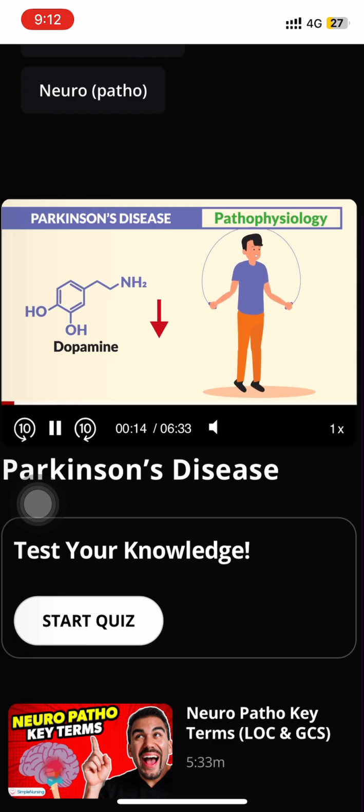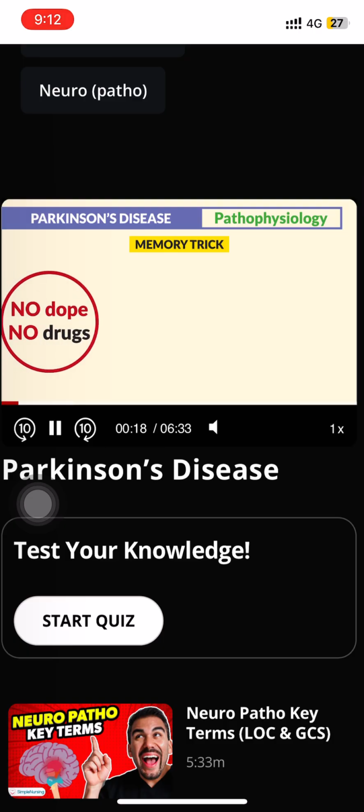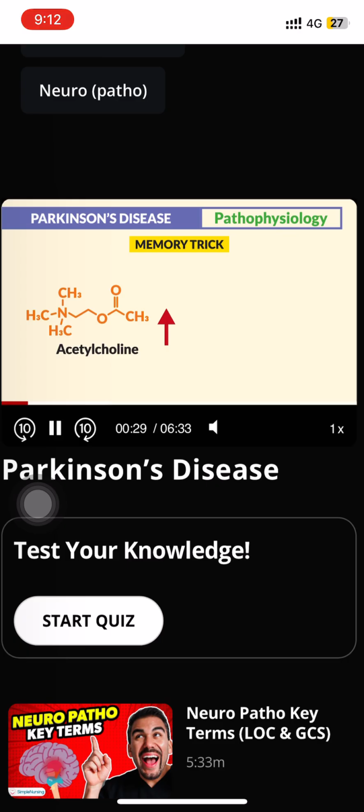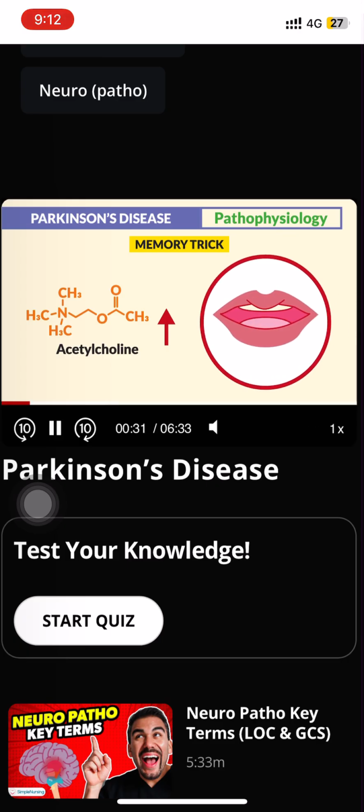So think you can't jump rope if you got low dope. And the other memory trick is think of no dope in the park, like keeping drugs out of the park, since there's low to no dopamine in Parkinson's. And on the other side, for high acetylcholine, just think high secretions.